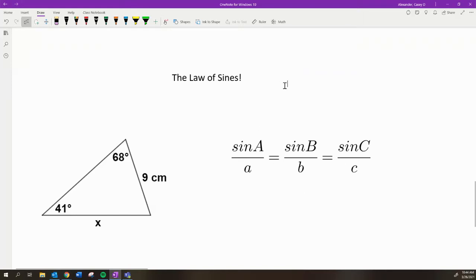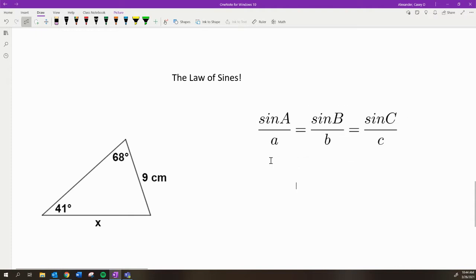We're going to talk about the law of sines today. The law of sines is a really cool law that you can use in trigonometry. We're going to talk about where it comes from and then also how to use it. What's neat about the law of sines is that you can use it on any triangle, not just right triangles.